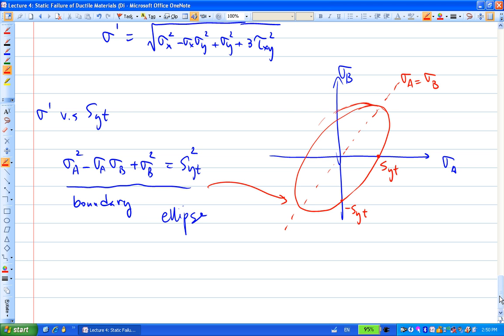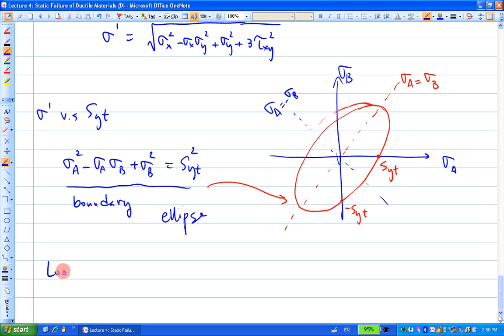Okay, so now let's look at a special case again. Remember in the previous example, we looked at a special case called the pure shear line, or the pure shear loading line. So let's look at this pure shear loading line again here. So this is the line, the pure shear loading line.